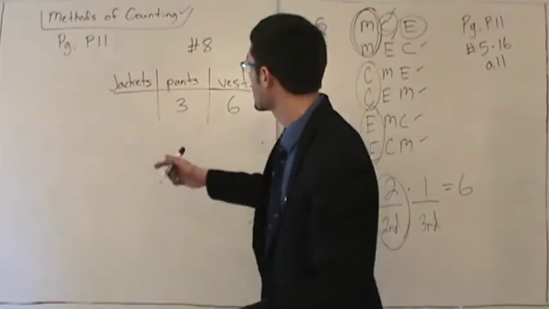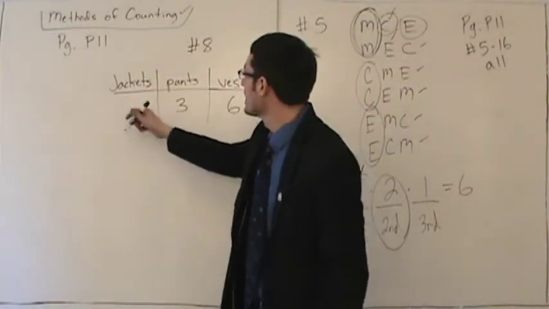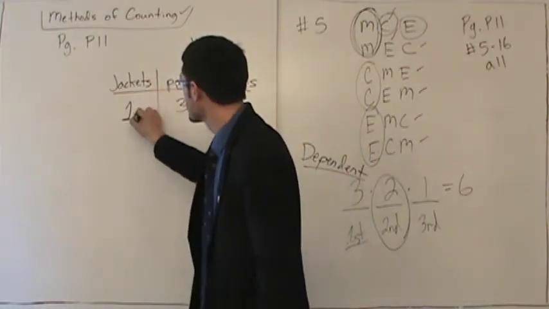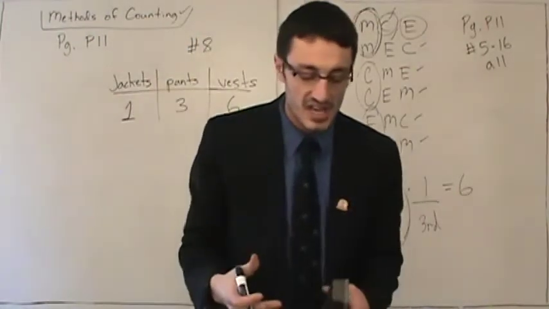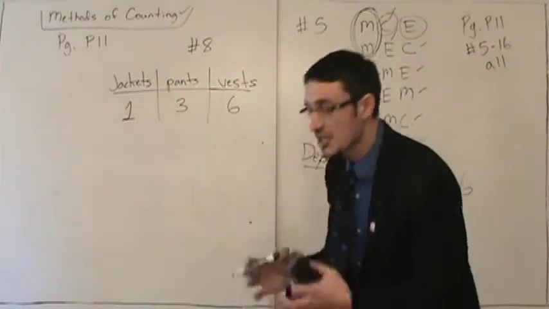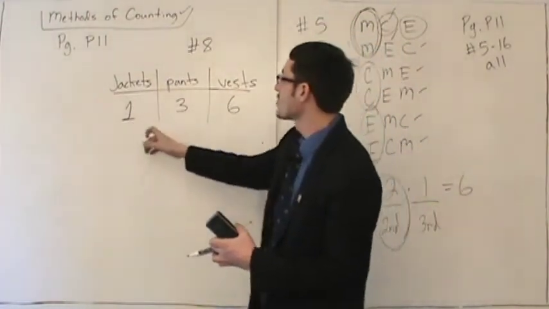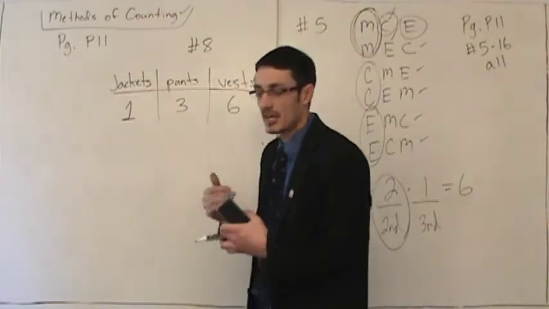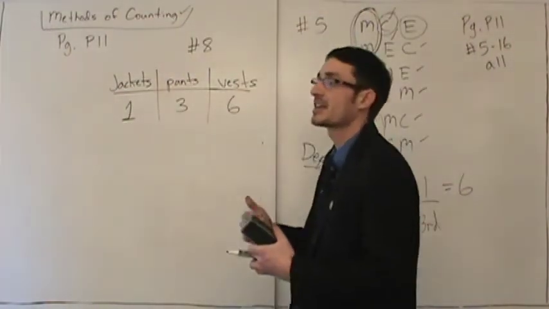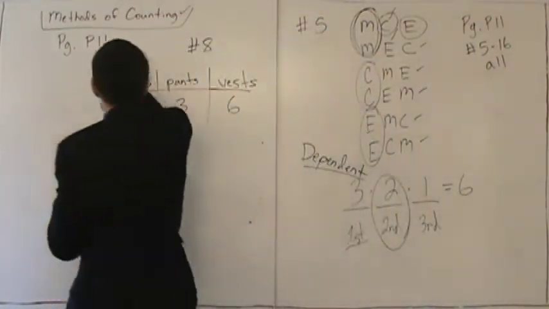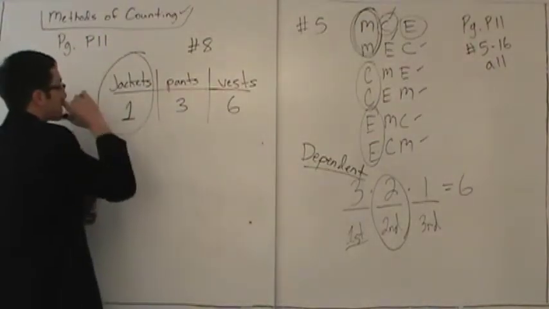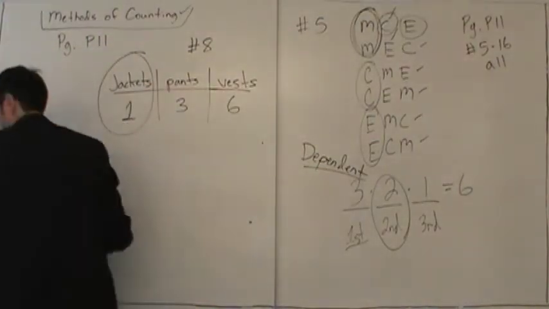So my question is, how many options for jacket does he have? He only has 1 option for jacket. Even if he has several options for jacket, he has to choose a jacket first before he can choose his pants and vest. So he has only 1 option for jacket because you're coming into the problem with his jacket already chosen. This is something students have a hard time seeing sometimes. There's only 1 option for jacket on number 8.